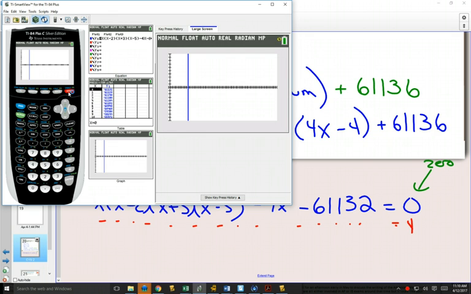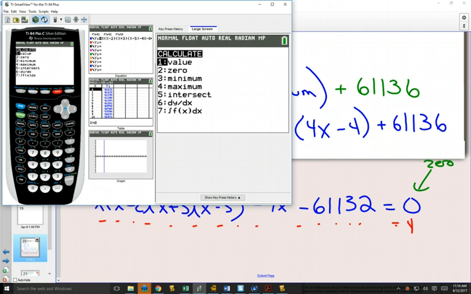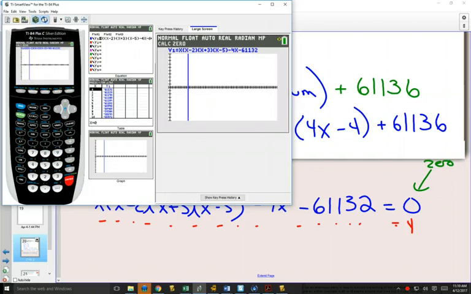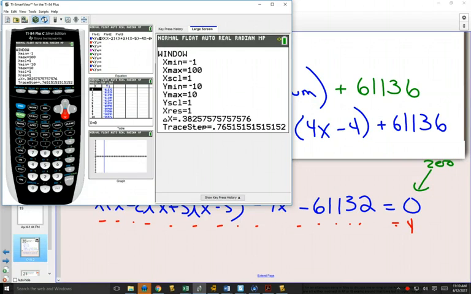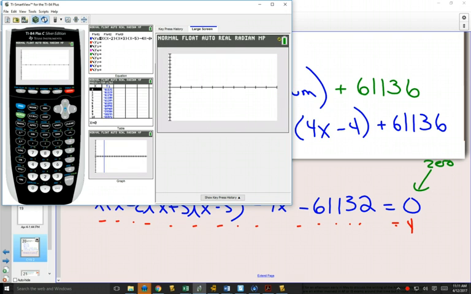So as far as finding that, now we go second, calculate, we need to find x-intercept, which is number 2, zero. We need to be on the left of that and the right of that. Now, that line is going straight up and down. If I arrow back and forth, I can't see where my cursor is whatsoever. I knew that I went to 100. Maybe if I want to go to my window, I can change my x scale to 10. That tells where those tick marks are. That might help me estimate it a little bit better.